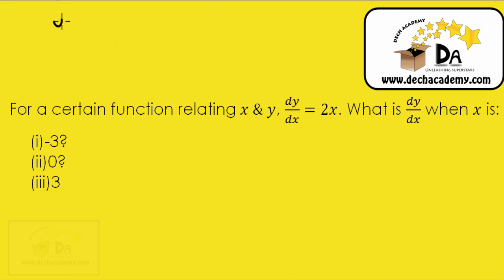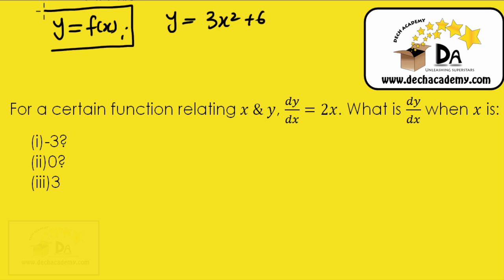So imagine there's a certain function, y equals f of x. I don't know what this f of x is. For instance, it could be y equals 3x squared plus 6, or any expression, but I don't know what it is. We're just focusing on y equals f of x. For a certain function relating x and y, dy dx is 2x. So you're told that the derivative of that function is 2x. The question asks for the value of dy dx when x is minus 3, 0, and 3.